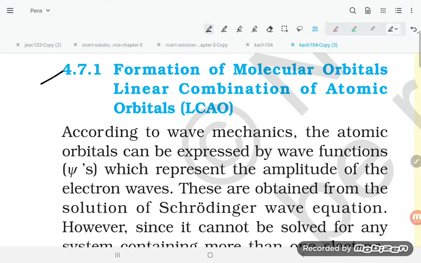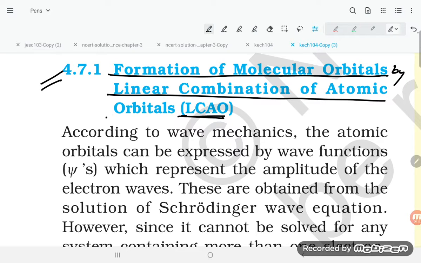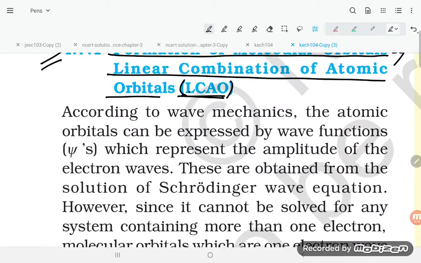Hello students, let's see one topic, that is LCAO, formation of molecular orbital by linear combination of atomic orbital. So what is LCAO, students? Linear combination of atomic orbital, right? So what do you mean by this?